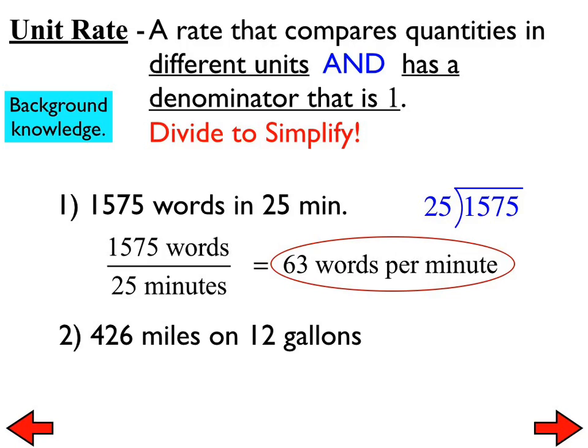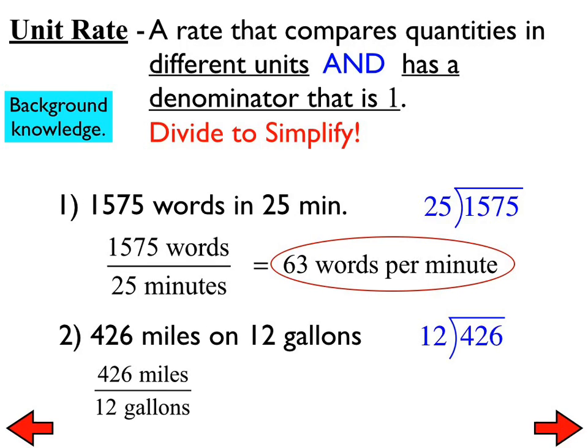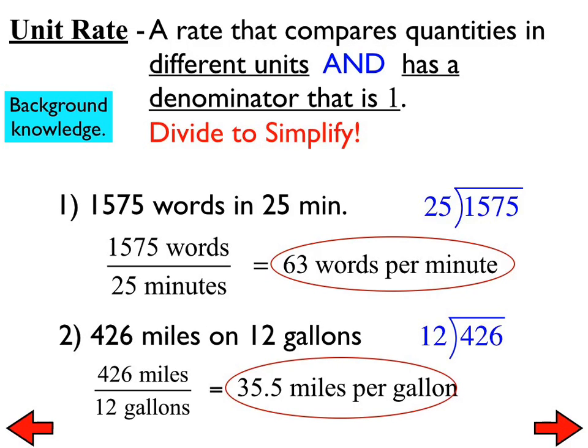Here's another example from last year. 426 miles on 12 gallons. If we're asked to find the unit rate, we're asked to find how many miles per gallon. We divide to find that, and in this case it would be 35.5 miles per gallon. And so actually these two are more like a 6th grade problem, simply because we're not dealing with any fractions yet.